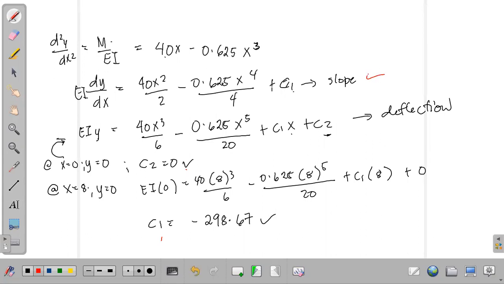So let's use this slope equation. Why use it? Because the slope at maximum deflection is equal to 0. Here is our maximum deflection, where we have a tangent line, a straight line. So the slope here is 0. At maximum deflection, the slope is equal to 0. That's why we use this slope equation to find the location of the maximum deflection.